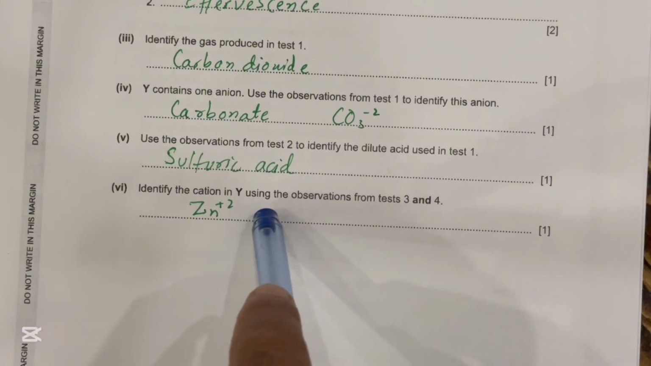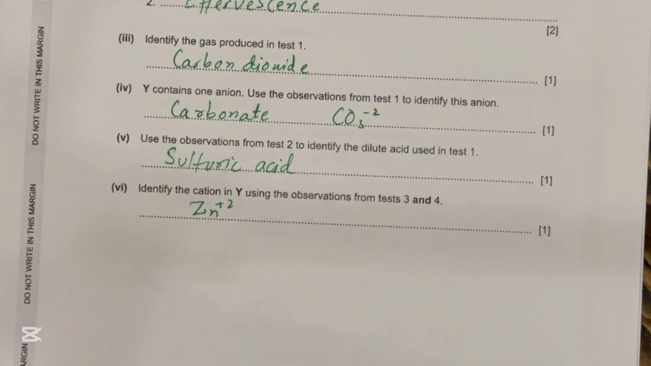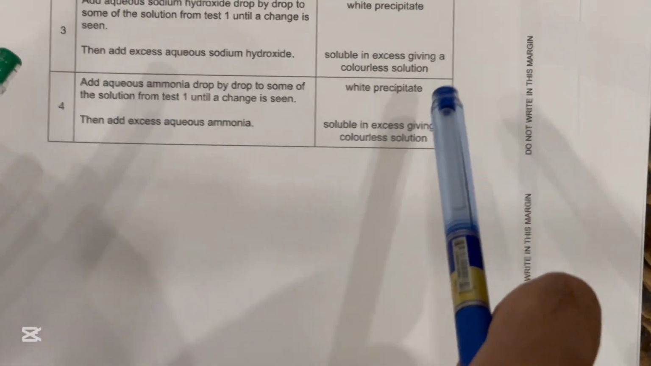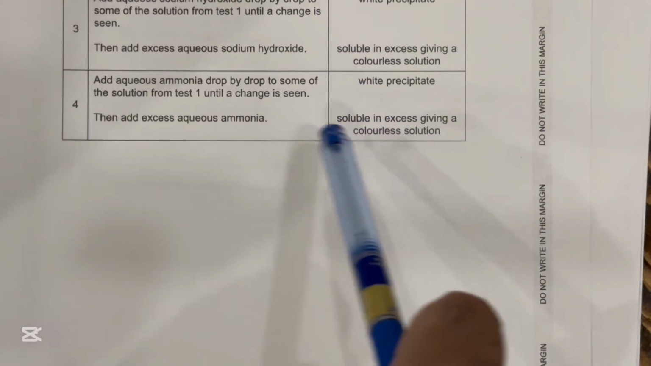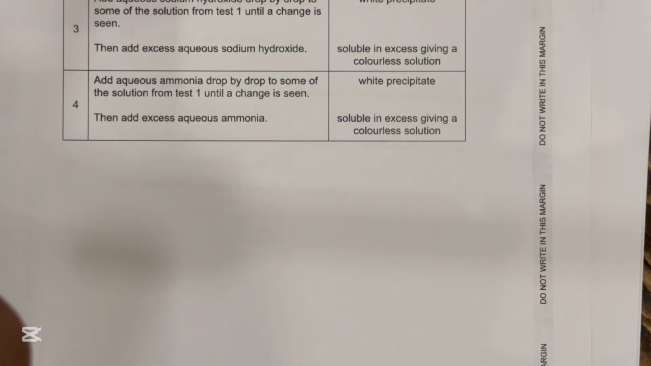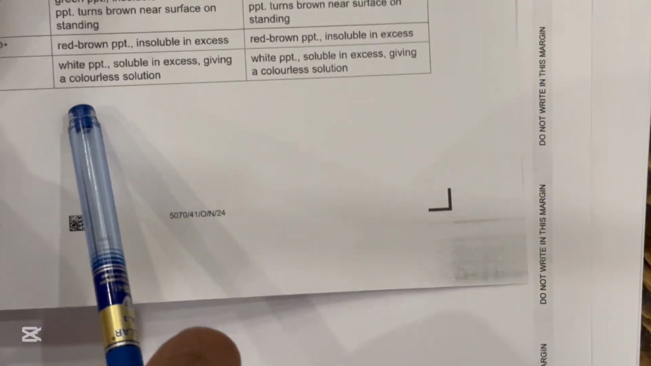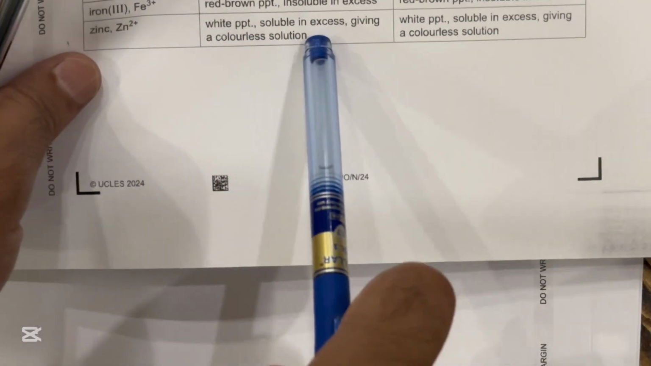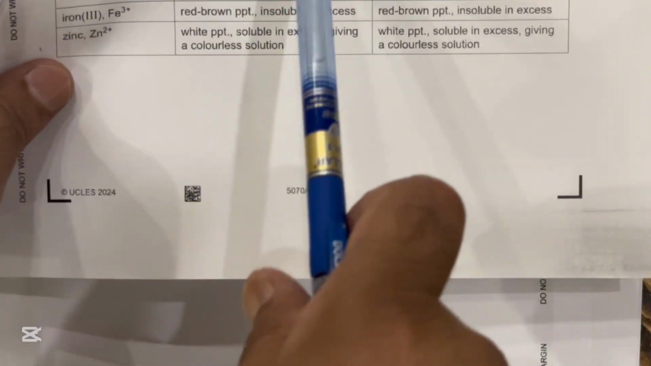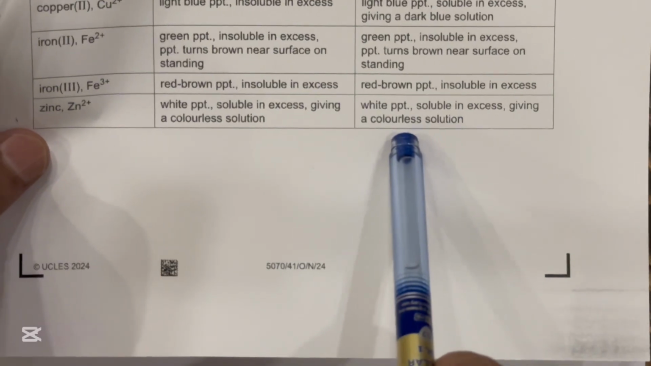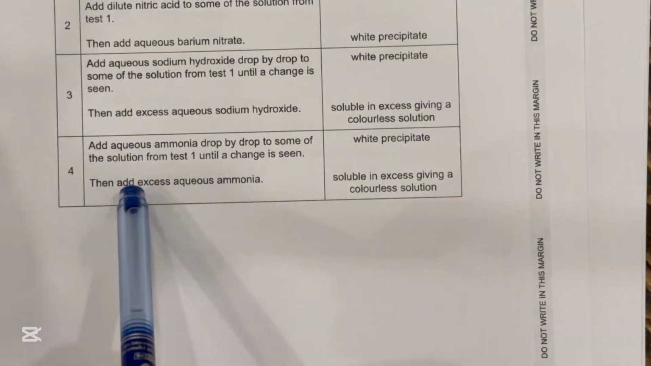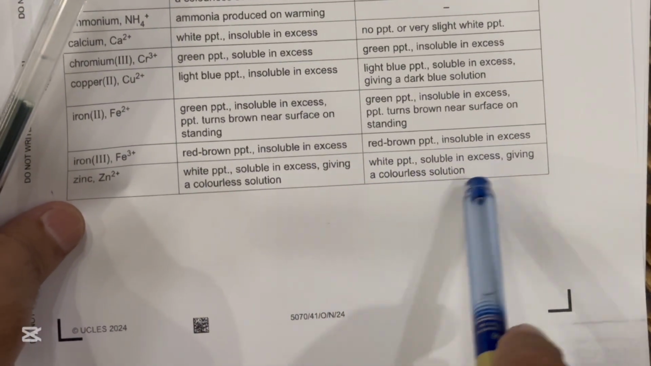Identify the cation Y using the observations from test 3 and test 4. So we need to read the observations. The observation in test 3 is a white precipitate, soluble in excess, giving a colorless solution. From here you can see that zinc ions form a white precipitate, soluble in excess, giving a colorless solution. That is with sodium hydroxide, and that is for test number 3. For test number 4, the effect of aqueous ammonia drop by drop is a white precipitate, soluble in excess, giving a colorless solution.